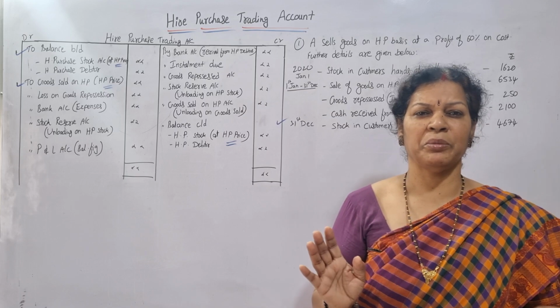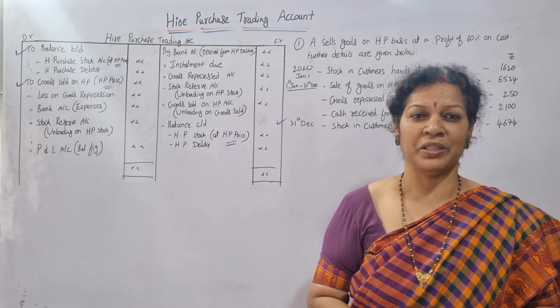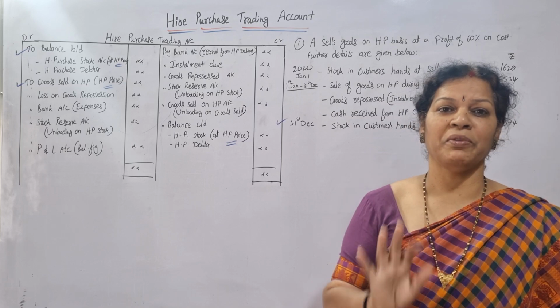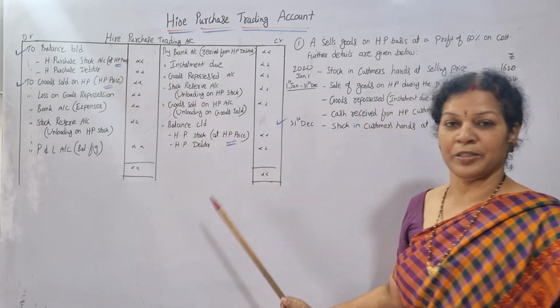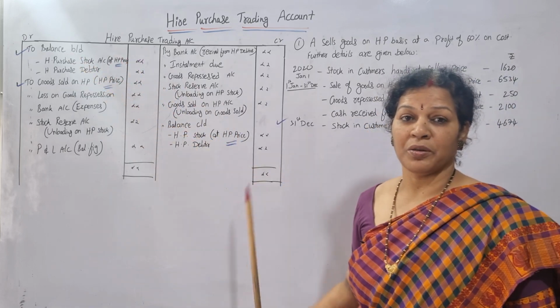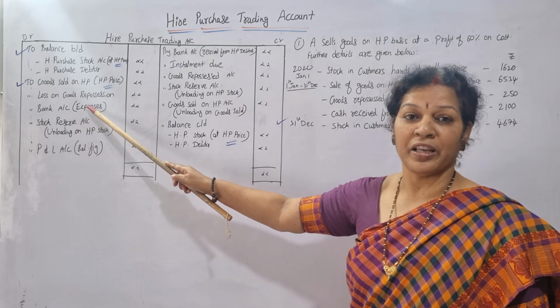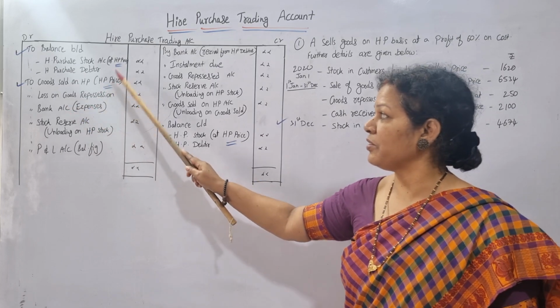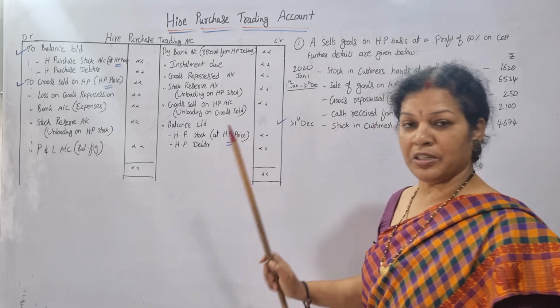Stock reserve. Do you remember branch accounts also? We have done the same thing. The same principle we are going to apply in three cases: opening stock, closing stock, and goods sold on hire purchase, which are at hire purchase price. And apart from these three, what else will you write?